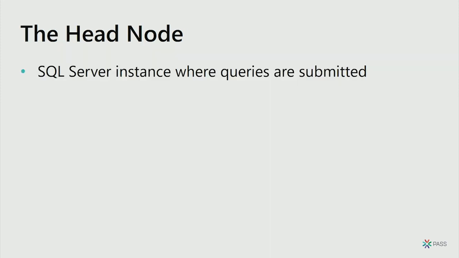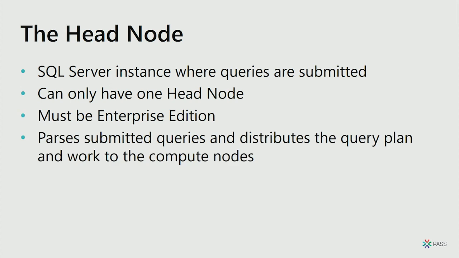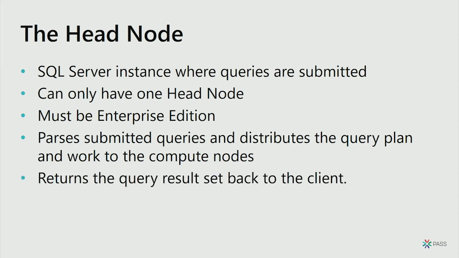So let's get a little bit more into the head node. This is the instance where you submit your queries to, just like you would any other SQL Server. You can only have one, and it must be Enterprise Edition. So the head node parses the submitted queries and then distributes the query plan and work to all those compute nodes. So you can kind of see where the power of being able to use those compute nodes comes into play. And it also returns the query set results back to the client after it gets it from the compute nodes.